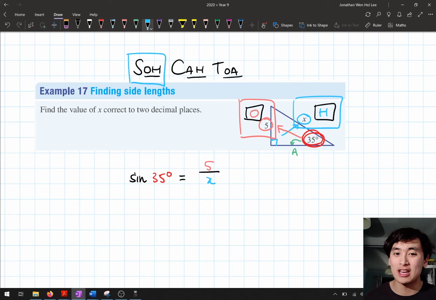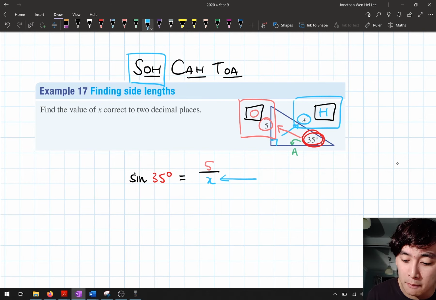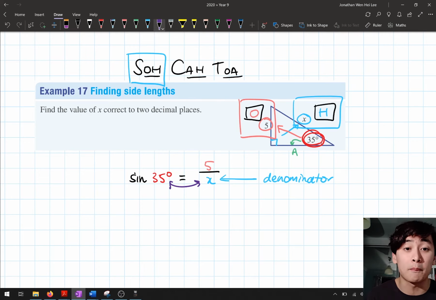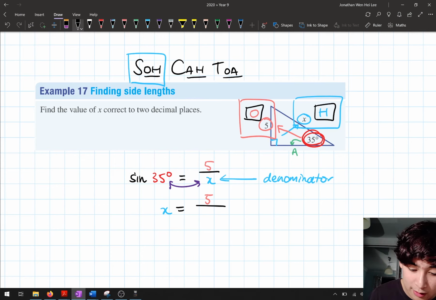Third step is rearrange, before we solve it and put it in our calculator. Here, we've got the same type of question. x is in the denominator. It's at the bottom of your fraction. So what do I need to do? I need to either multiply and then divide, or I do the swapsies. So that we get a bit of practice and it's a little bit quicker, I'm going to swap the two. So here, I'm going to have x is equal to 5 over sine 35 degrees. That's my value. I'm going to put it in my calculator.